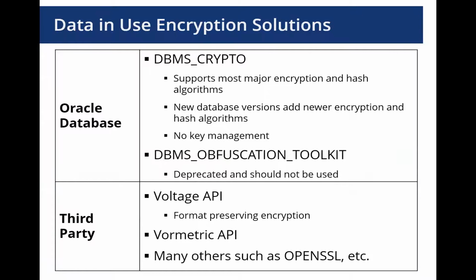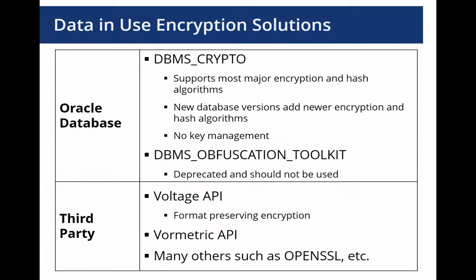So the Oracle database comes with a number of encryption routines. The key one is DBMS_CRYPTO. This is a standard Oracle database package that does encryption and decryption. It also does hashing, and it supports most of the key encryption and hash algorithms. Each Oracle database version releases and supports some of the newer encryption routines. Usually it's not the latest encryption routines. As an example, Oracle 12c just started supporting SHA-2.